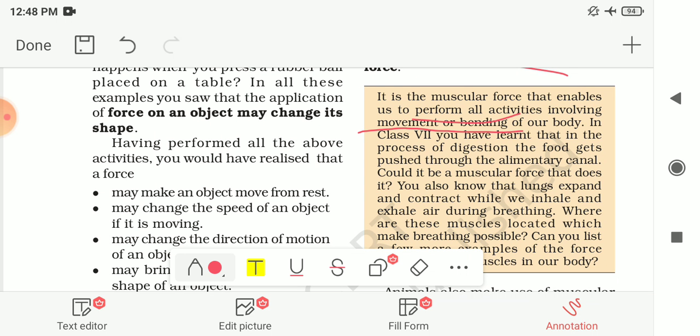We can move the different parts of our body, or we can bend our body from the back, and then we can bend our hand. So all this activity we can perform because of this muscular force.